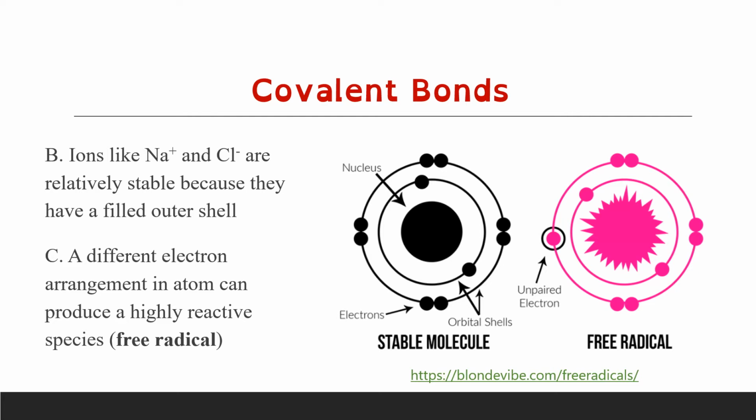Ions like sodium and chloride are relatively stable because they have filled an outer shell. A different electron arrangement in an atom can produce a highly reactive species you call a free radical. By checking the image right here, you will see that a free radical does have an unpaired electron on its outer shell compared to a stable molecule.